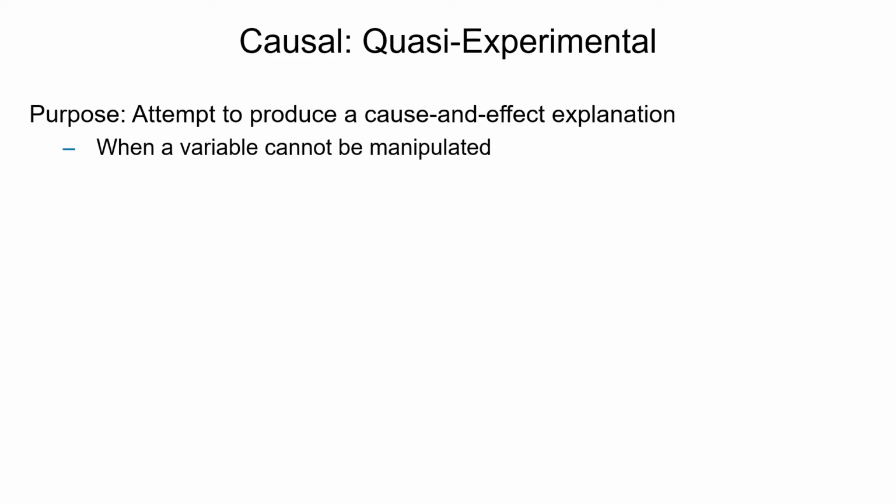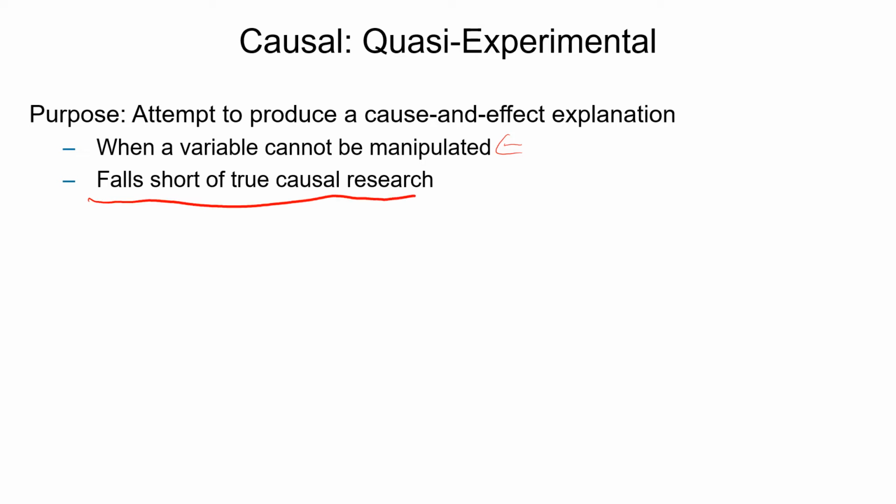Which does get us to quasi-experimental design. Quasi-experimental design is a type of design that still attempts to produce the cause and effect explanation when a variable cannot be manipulated. It does fall short of true causal research. This is important. Quasi-experimental is not true causal. It's a step closer than correlational. In a lot of correlational research where they want to find a causal relationship, they'll design it as a quasi-experimental. But we do quasi-experimental when we can't manipulate the treatment condition.